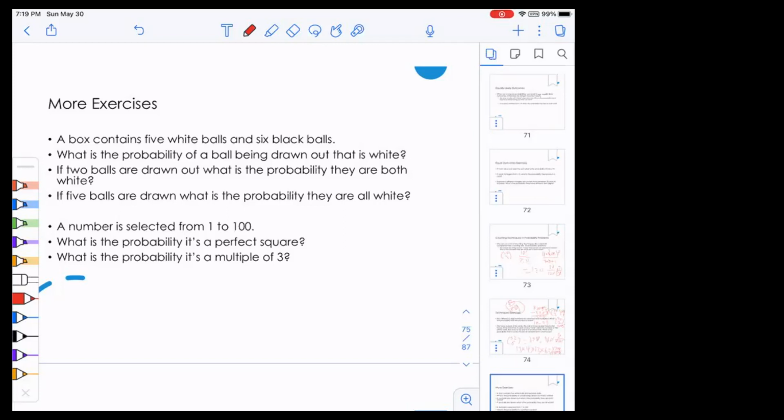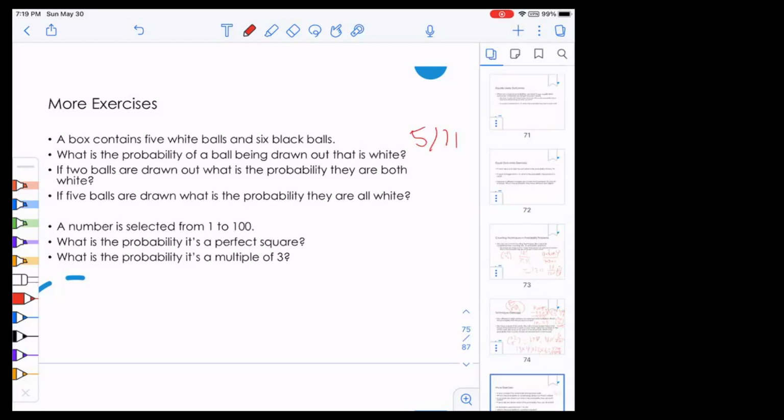Alright, so I'll go explain all of these problems. So these should be more simple than the ones that we just went through. So here we go. A box contains 5 white balls and 6 black balls. What's the probability of a ball being drawn out that is white? So since we know that there are 5 successful outcomes where we pick a white ball and 11 total outcomes, it doesn't matter what color is the ball we pick, that would just be 5 out of 11. So that's simple enough.